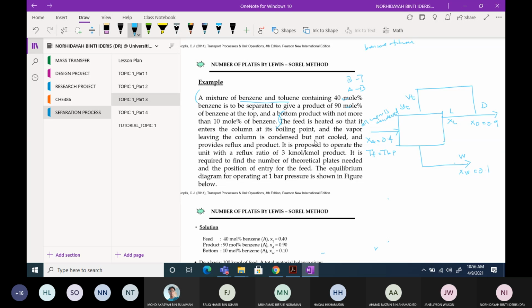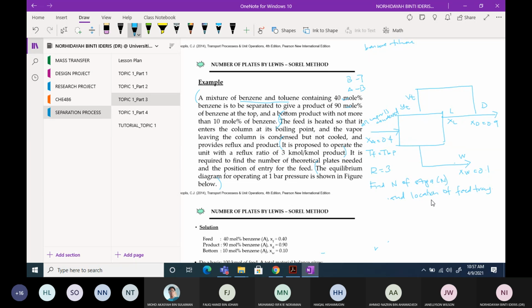It is proposed to operate the unit with a reflux ratio equal to 3. Right now, find the number of stages and the location of the feed. The equilibrium data you can take from the previous example, it is the same. Okay, the data that you used to plot the curve.